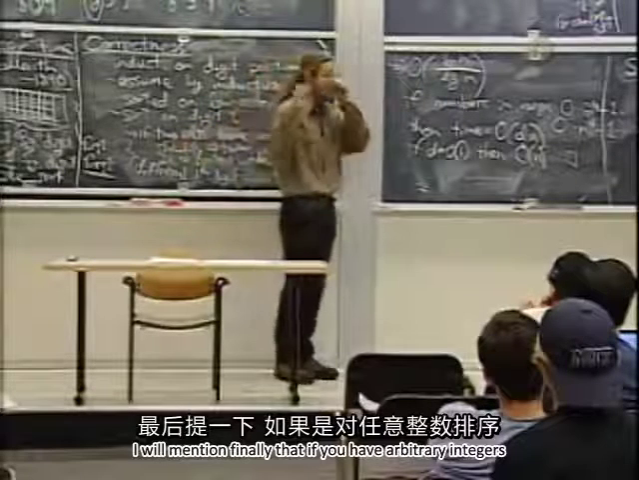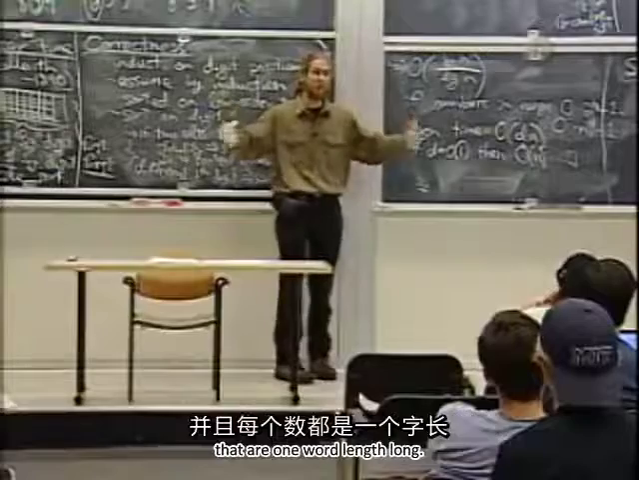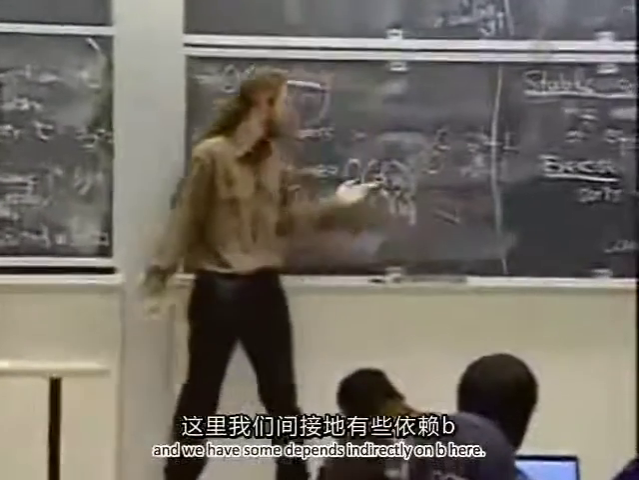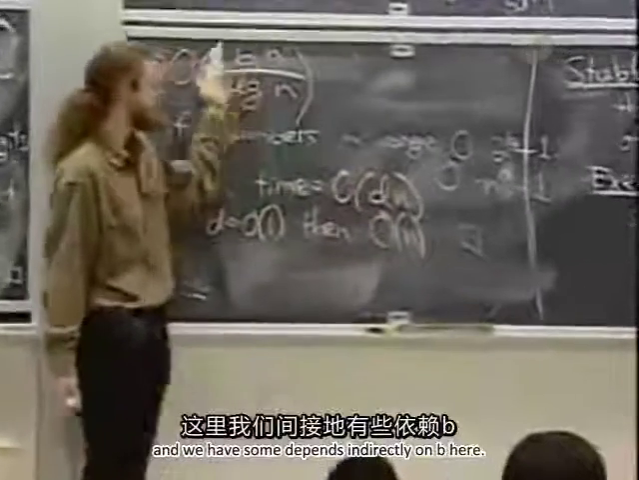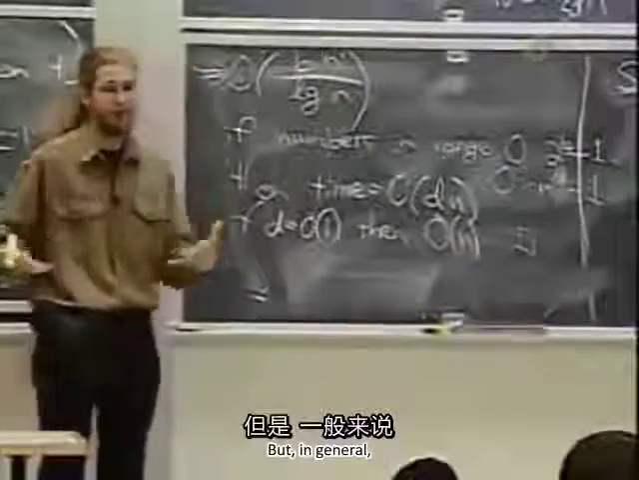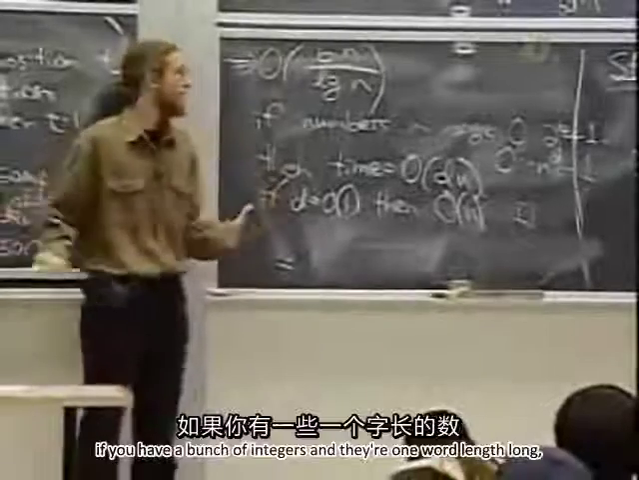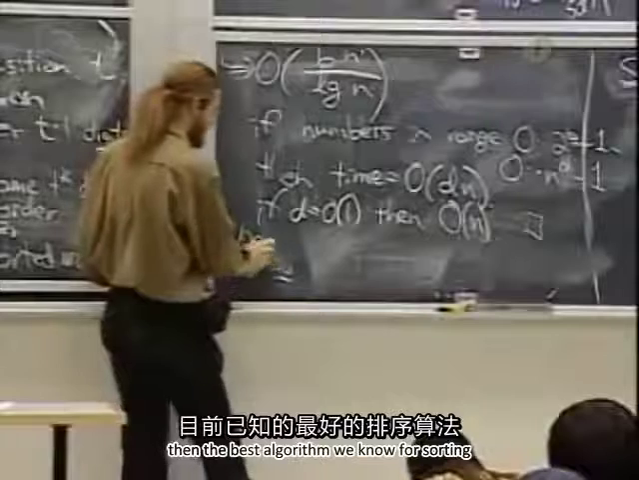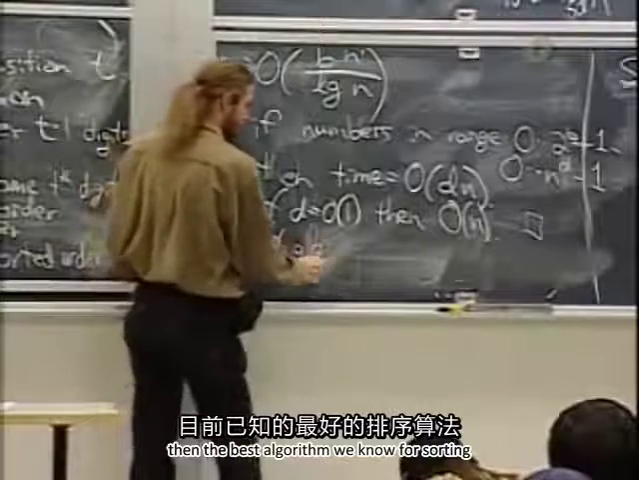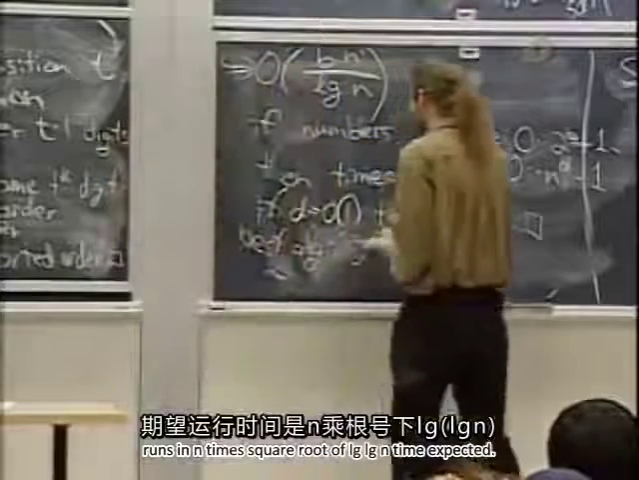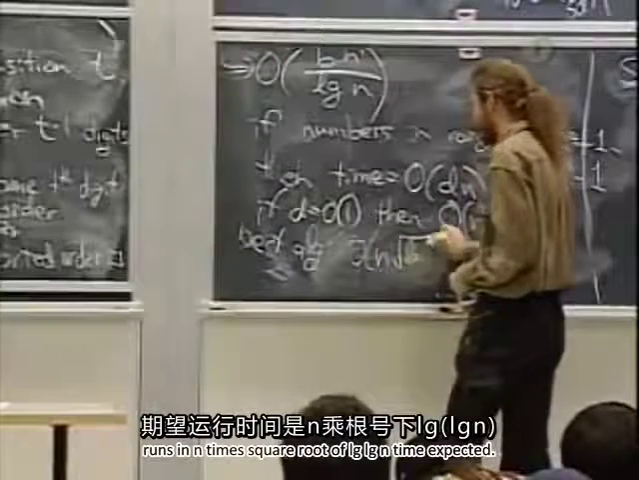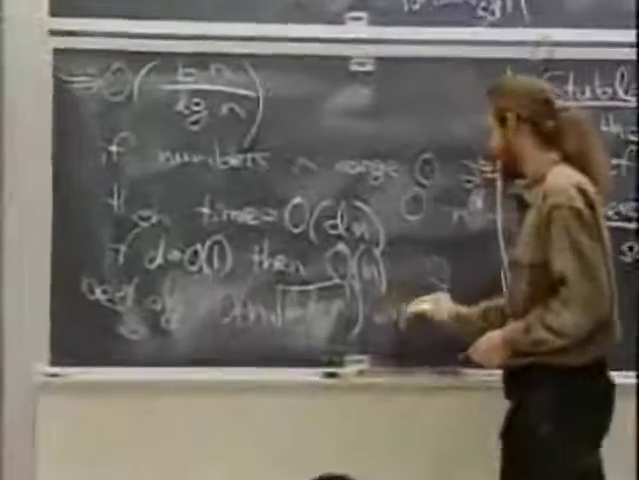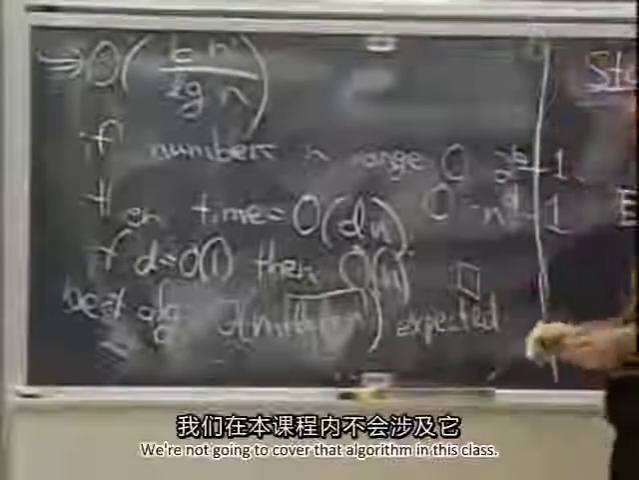I will mention finally, if you have arbitrary integers that are 1 word length long, so here we're assuming that there are b bits in a word, and we have some dependence indirectly on b here. But in general, if you have a bunch of integers and they're one word length long and you can manipulate a word in constant time, then the best algorithm we know for sorting runs in n times square root of log n time. It's a randomized algorithm. We're not going to cover that algorithm in this class.